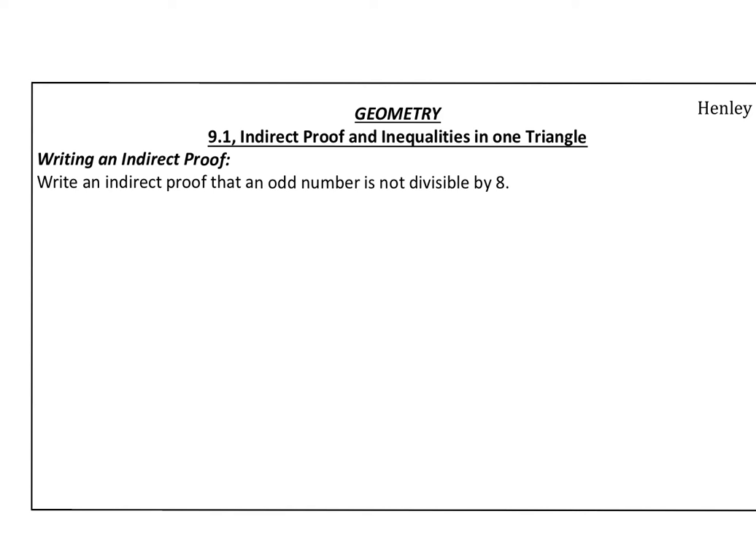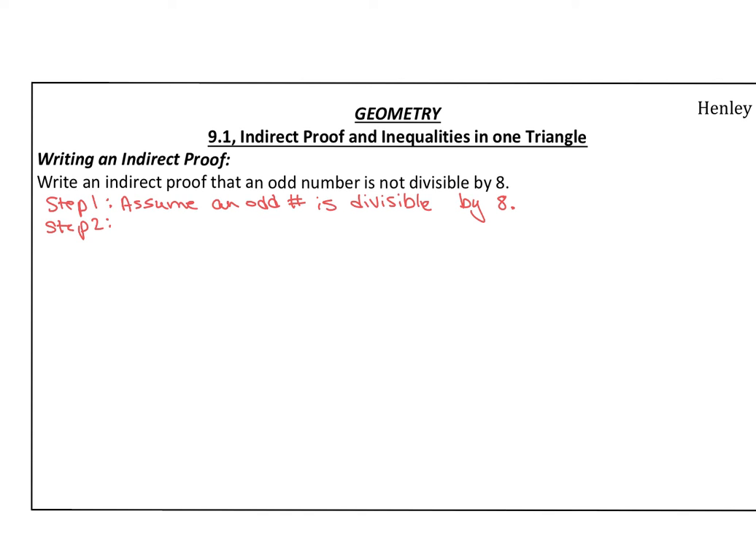Pause the video and give this one a shot on your own, and then hit play again to check your work. You're asked to write an indirect proof that an odd number is not divisible by 8. So let's look at step 1. Step 1, assume an odd number is divisible by 8.